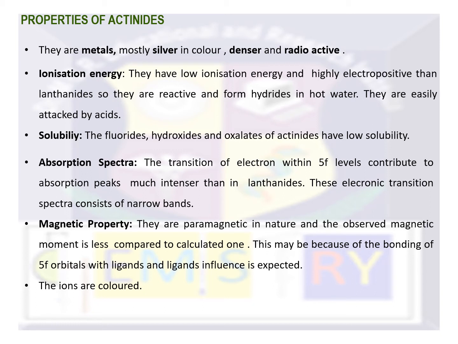And when we come to the magnetic property of these actinides, like lanthanides, they are paramagnetic in nature. But when we compare the calculated magnetic moment with the observed magnetic moment, the observed magnetic moment is lesser. We calculate the magnetic moment by the Russell-Saunders coupling calculations, and when we match that with the observed magnetic moment, the calculated one is higher. This variation is maybe because of the bonding of 5f orbitals with the ligands.